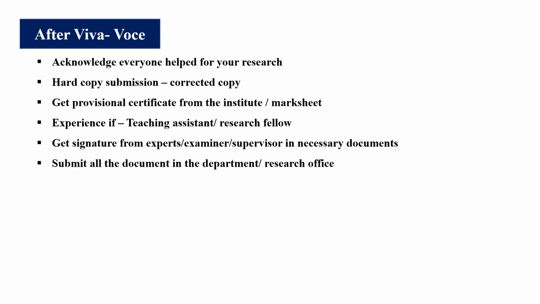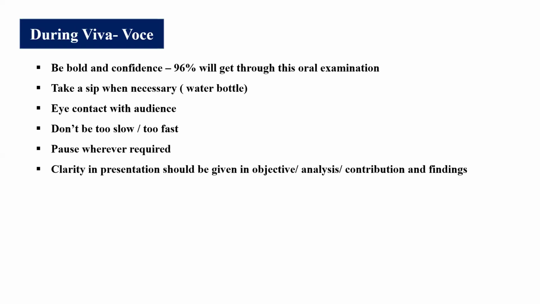After the Viva, acknowledge everyone who has helped with your research work. Try to have, I think, 5, 6 hard copy submissions based on your institute regulations and formats. Get your provisional certificate from the institute after 4, 5 days. Experience, whatever, if you're a teaching assistant during your PhD program or a junior or senior research fellow, get the experience certificate properly and get signatures from examiners on the documents after the Viva examination. Then submit all the documents to your research offices.